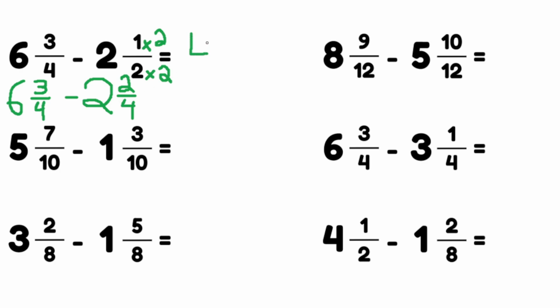6 minus 2 gives me 4, and then I'm going to go ahead and subtract my fractions. 3/4 minus 2/4 is going to give me 1/4. So that's how you solve these. Just remember to find your lowest common denominator.